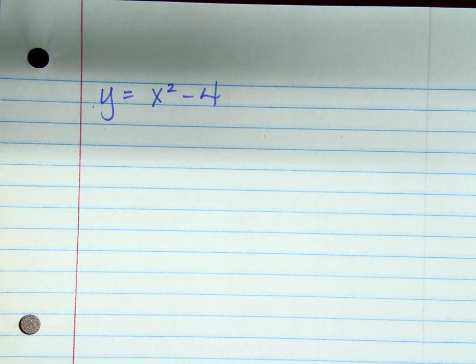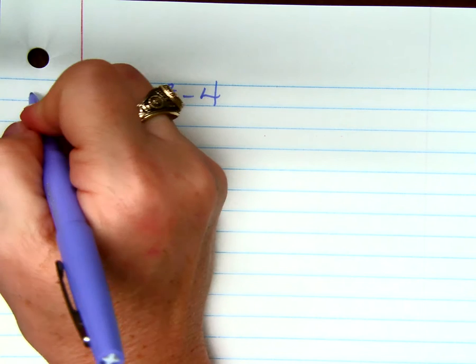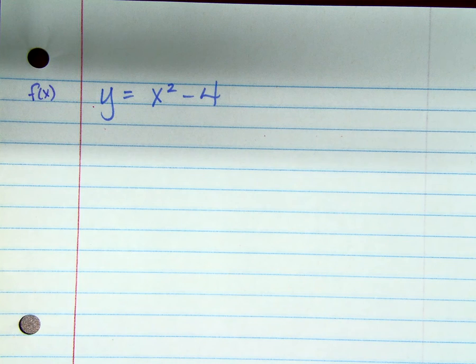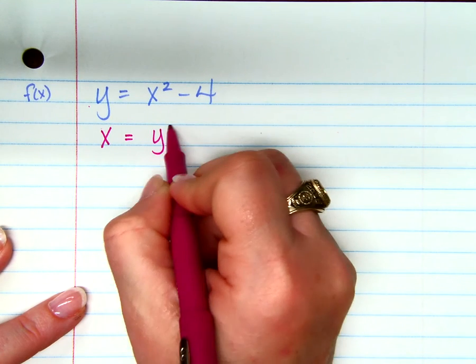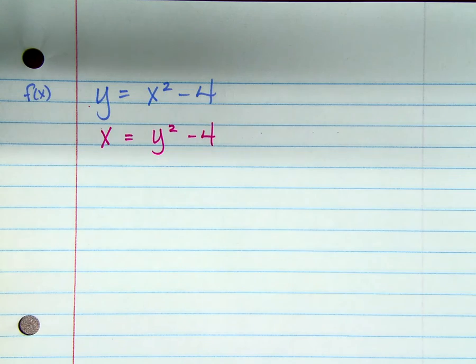Is this a function? Okay. Just going to give myself a little notation right there. Okay. How do I find the inverse? Switch x and y. So x equals y squared minus 4. What do I have to do first? I have to add 4 first.